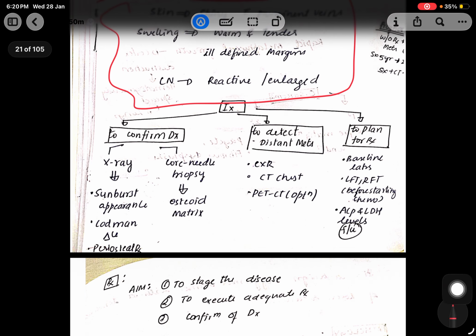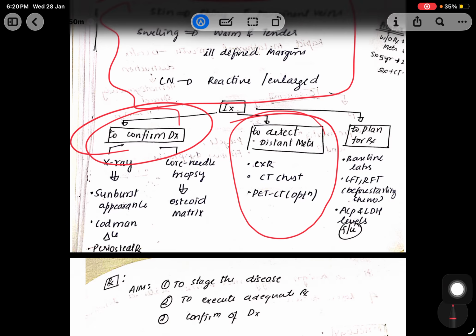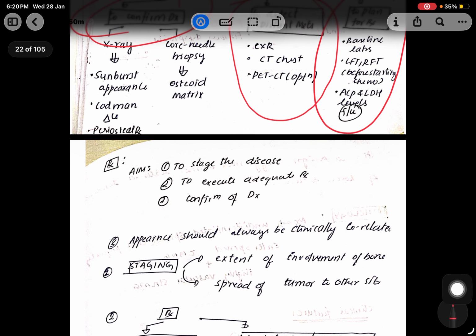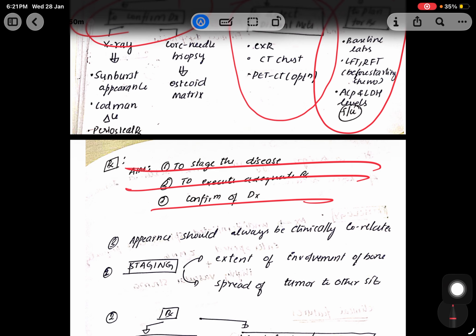Then investigation, again, is to confirm the diagnosis, to detect if there are any distant metastases, and to plan for treatment. You can do the pre-op investigations as well. Again, the aim is to stage the disease, execute adequate treatment, confirm the diagnosis, and prevent recurrence.